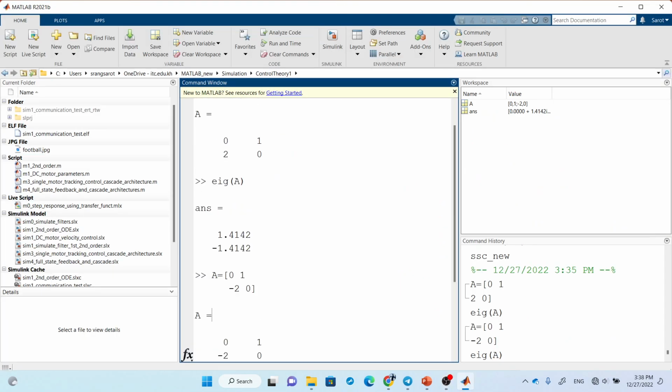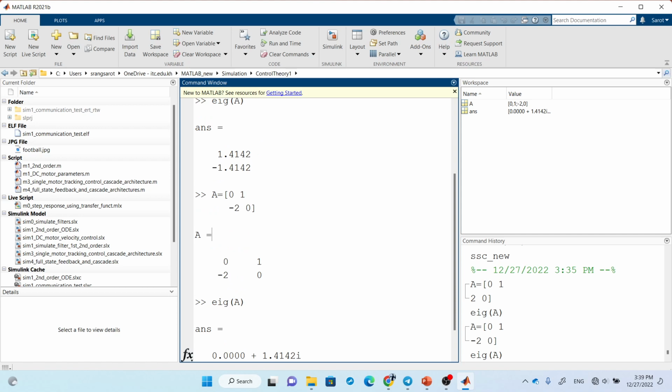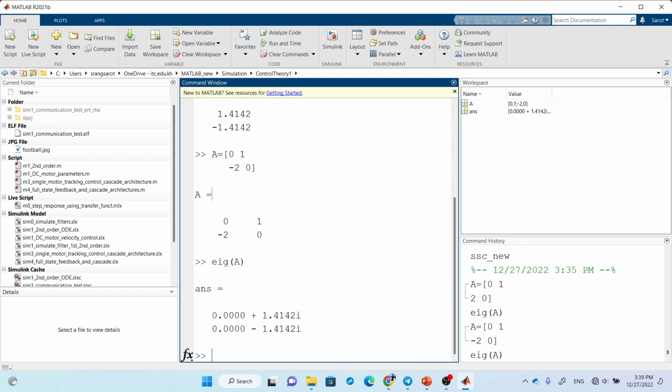All right, so two cases. The first case, A equal to this, and one eigenvalue is positive and one is negative, then the system is unstable. For the second case, matrix A is like this, and the eigenvalues are complex conjugates, purely imaginary. Then the motion is oscillation. It oscillates forever if there's no friction, because in the model we did not introduce friction at the hinge, so energy can just be transferred from kinetic energy to potential energy, back and forth.